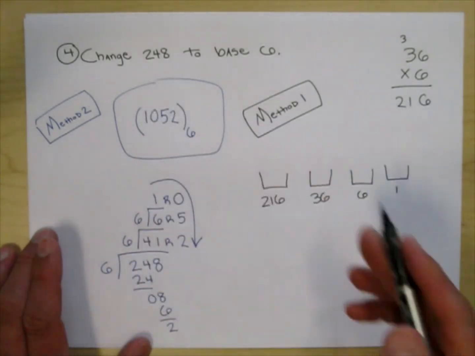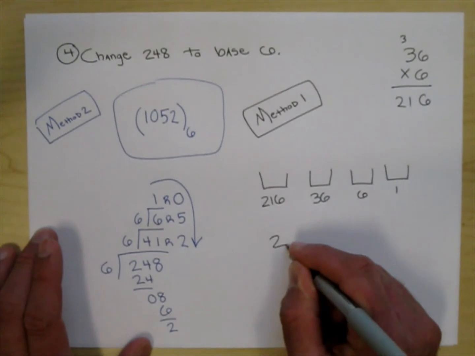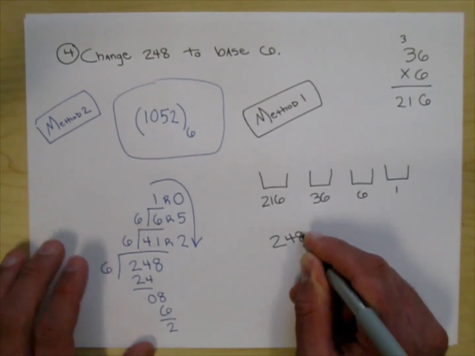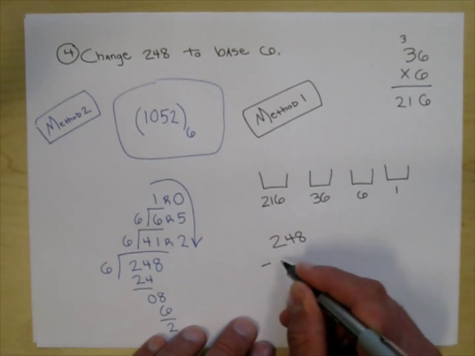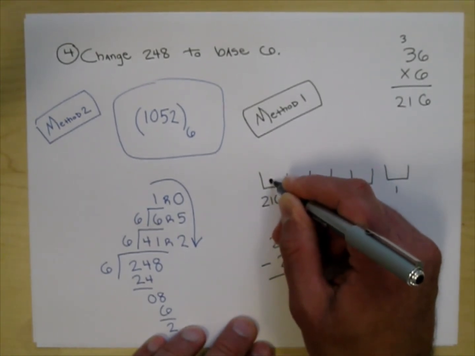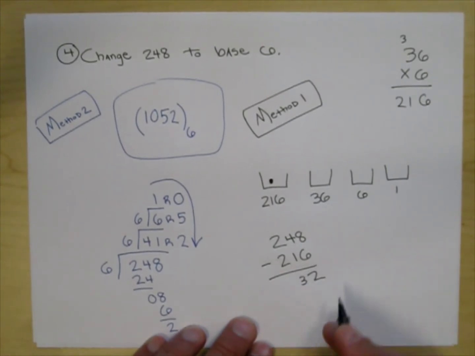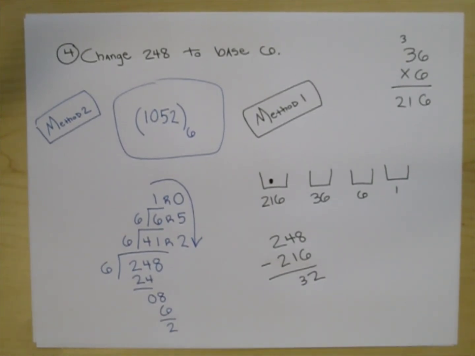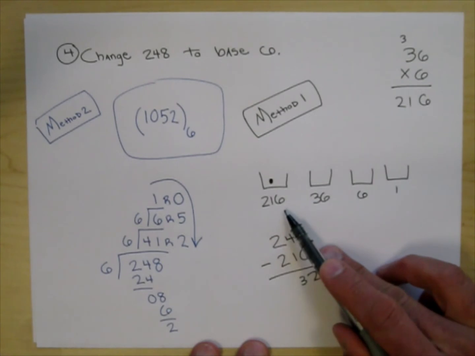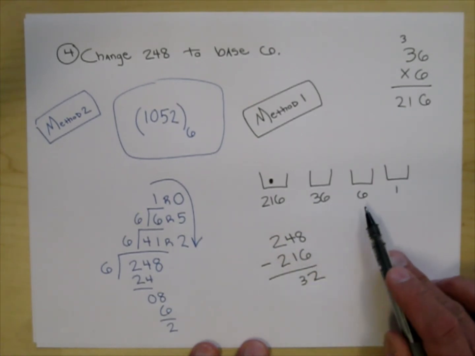We have 248. I'm not going to go any more because I won't be able to afford it. So 248. We're going to buy one of these items. It's very expensive, so we'll put it in the cart and we'll handle with care. And then we subtract. We only have $32 left. So I cannot get another 216. In fact, I cannot get a 36 item. But I could get a few of these guys.